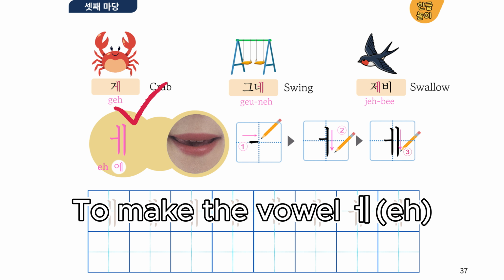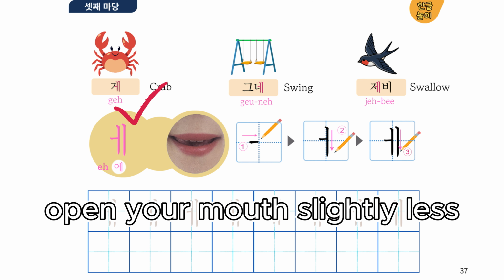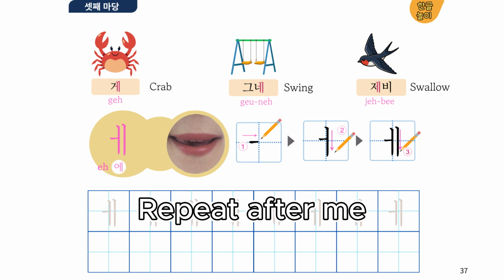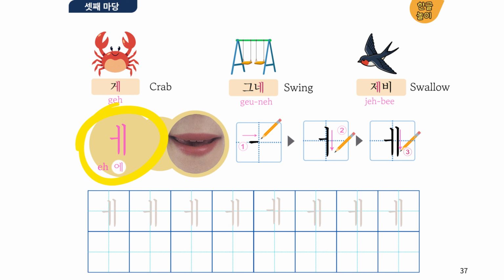To make the vowel ㅔ, open your mouth slightly less and say ㅔ, like the E in bad or red. Repeat after me. ㅔ, ㅔ, ㅔ. For examples, 게, 그네, 제비.